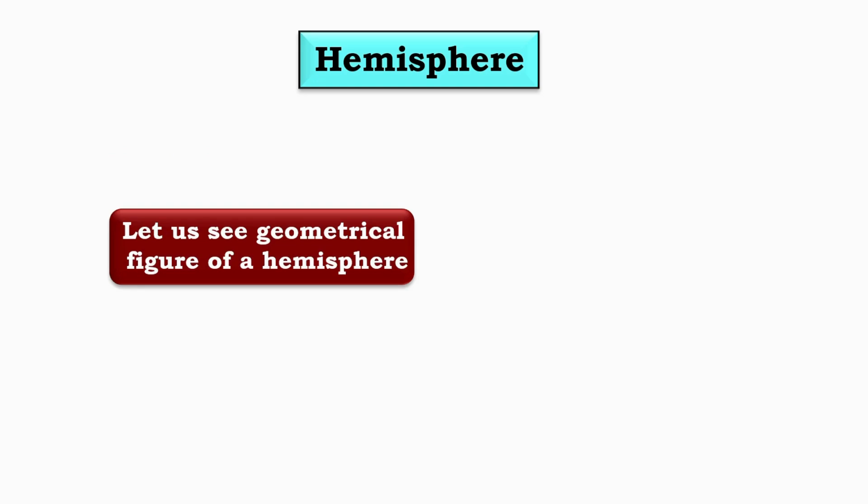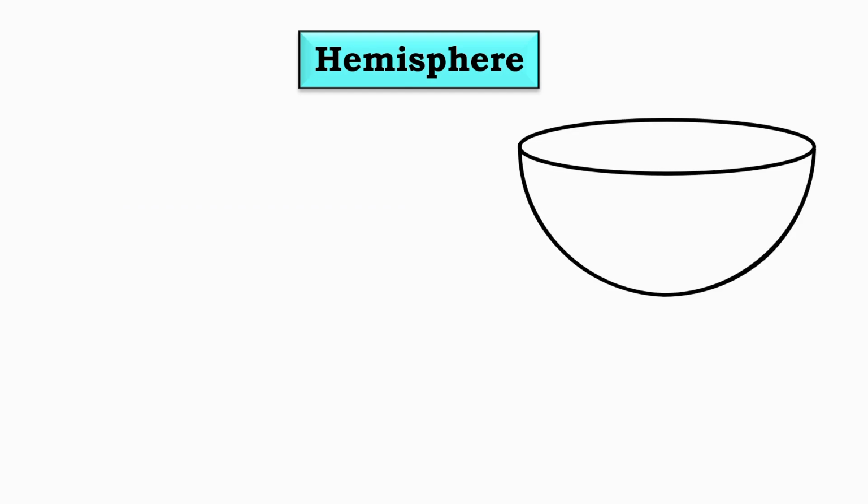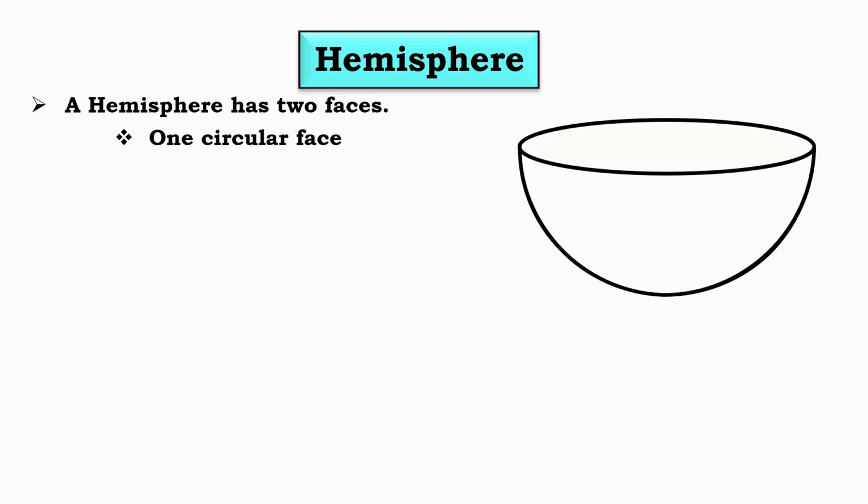Let us see the geometrical figure of the hemisphere. This is the geometrical figure. A hemisphere has two faces. One is the circular face, the top one, or if we place it at the bottom, we can say the base. The orange one is the circular face and the other one is the curved face. So there are two faces.